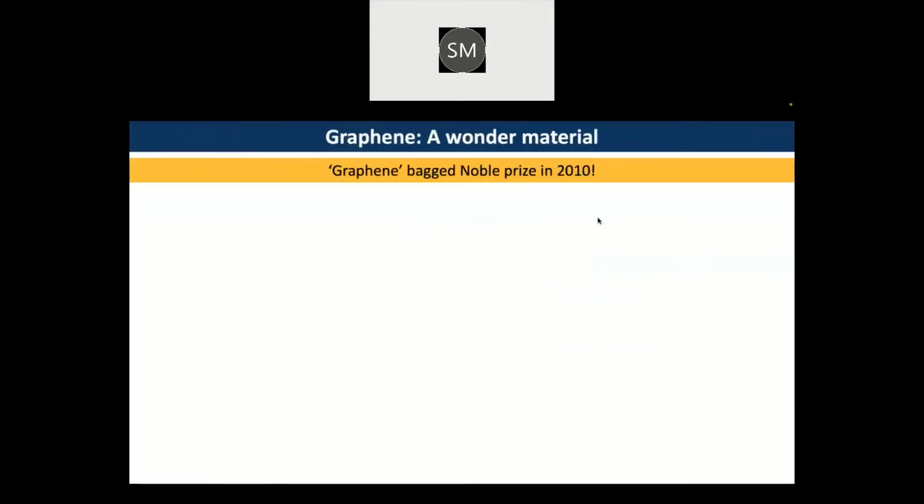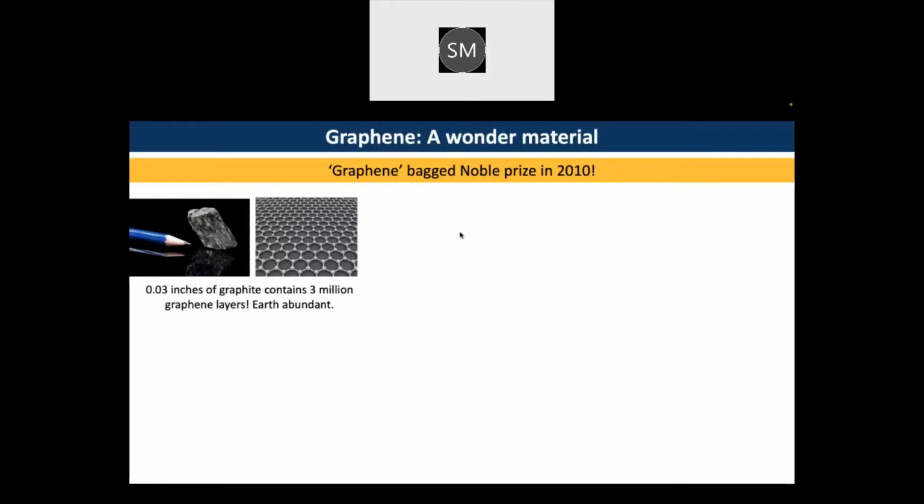Graphene is no doubt a wonder material, and all of us are very familiar with some of its incredible properties, such as a tiny piece of graphite contains millions of graphene layers. It is an earth abundant material and also low cost. Just using a scotch tape, graphene layers can be peeled off and exfoliated on another surface. So this is a cheap and effective method of graphene exfoliation.